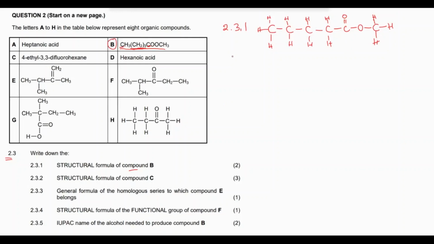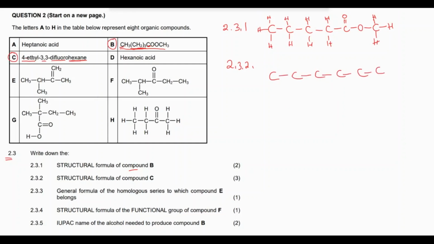Then 2.3.2, structural formula of compound C. This is 4-ethyl, so it means we have an ethyl group bonded to the main branch. Then 3,3-difluoro, it means we have 2 fluorides and they are both attached to carbon 3. And then hexane, this is giving us what? The main branch, right? Hexane means how many carbons? 6 of them. So you can start with those carbons. 1, 2, 3, 4, 5, 6. So we have those carbons, 6 of them.